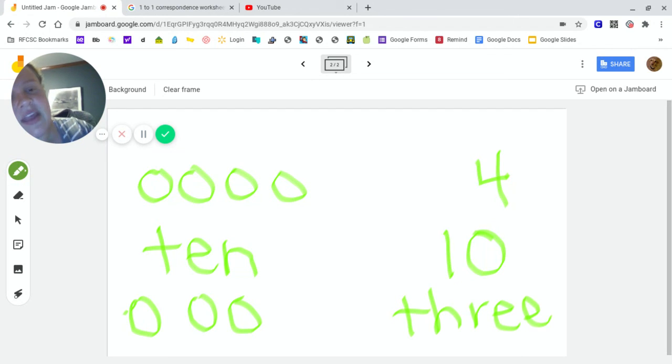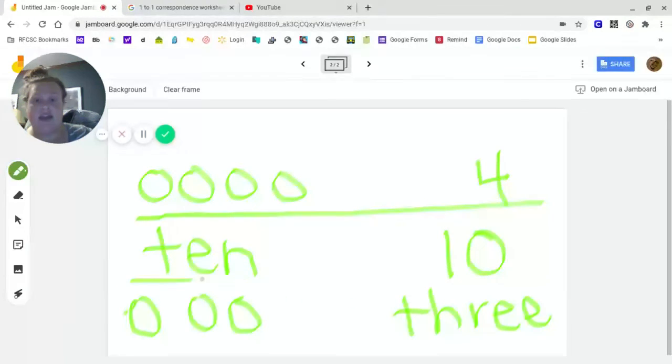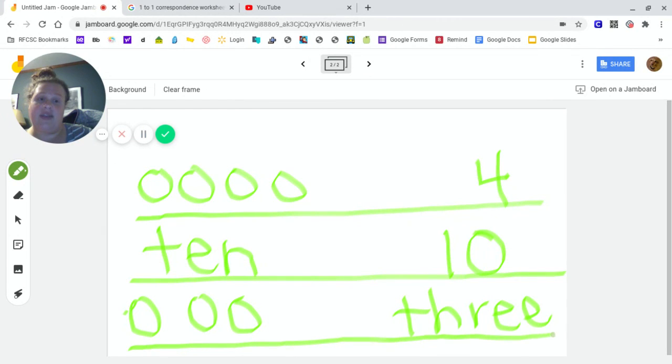So these are some ways that you will see one-to-one correspondence. But the most important thing is that the objects or what you are looking at match up. 4 and 4, they match up. 10 and 10 match up. 3 and 3 match up. A lot of it just has to do with counting. So if you're able to count, you can do one-to-one correspondence. Good job.